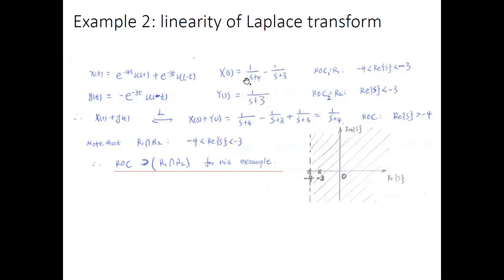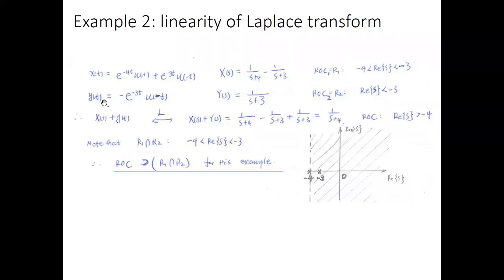And the region of convergence for capital X needs to be the region of convergence for the first term intersecting the region of convergence for the second term, because we need to make sure that both terms' Laplace transforms exist. For the first term, since it's a right-sided signal, then the Laplace transform's region of convergence should also be to the right of the pole. So it's larger than minus 4. For the second term, the signal is left-sided, so the region of convergence is also left-sided, less than minus 3. And the intersection between them is this region of convergence R1 for X.